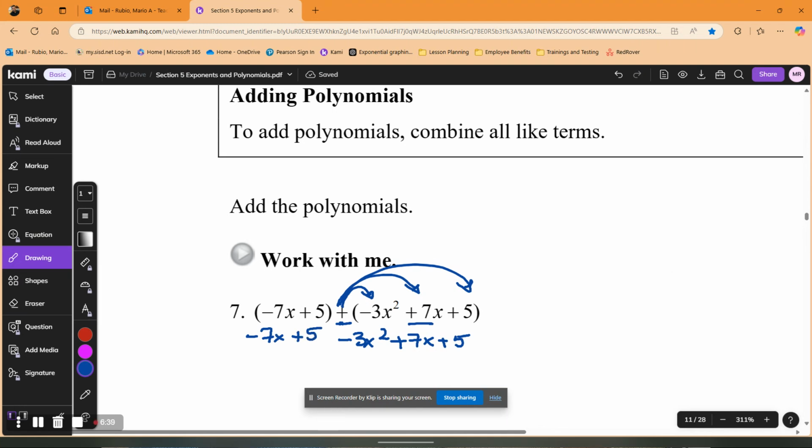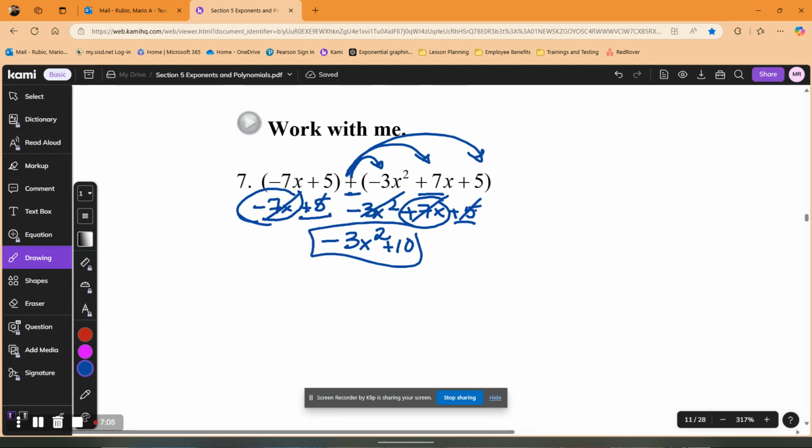Bring this first one down. Now what looks the same? I've got a negative 7x and a positive 7x, so that's going to cancel each other out, 0. And then I've got this negative 3x squared, which I can't combine with anything, and then 5 plus 5, so I'm going to cross it out, I'm done with it. Then 5 and 5 is 10. Okay, and that's it, super simple.